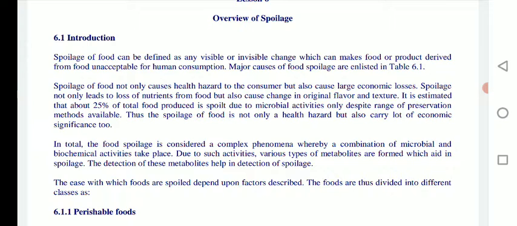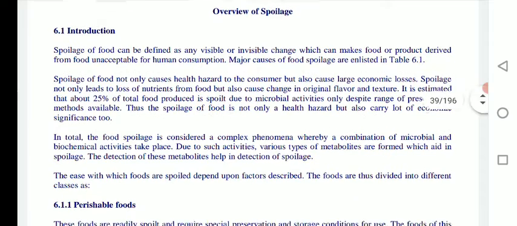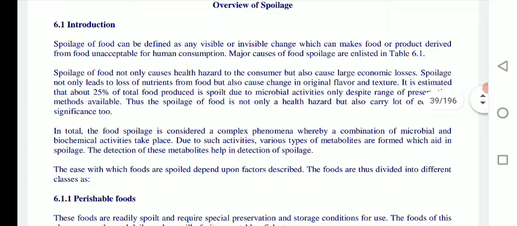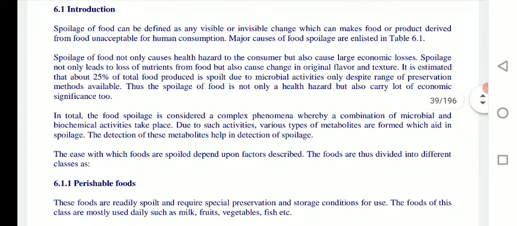Spoilage of food not only causes health hazard to the consumer but also causes large economic losses. Besides causing hazards to health, spoilage leads to loss of nutrients from food and also changes the original flavor as well as texture. So in spoilage, the original flavor and texture get changed, and it produces off smells and a different texture, and the consistency is totally changed.